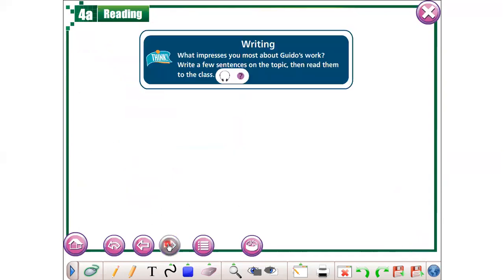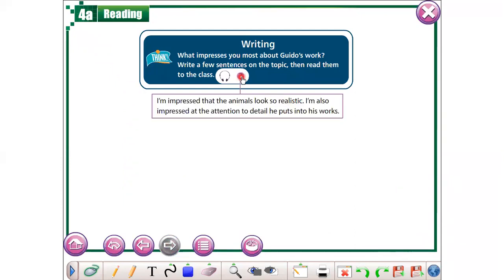Go to the following section, writing. What impressed you most about Guido's work? Write a few sentences on the topic, then read them to the class. So you're going to write at least 5 sentences about what impresses you from the reading, from the animal art, okay? And you're going to share them with the class. For example, I'm impressed that the animals look so realistic. I'm also impressed at the attention to detail he put into his works.